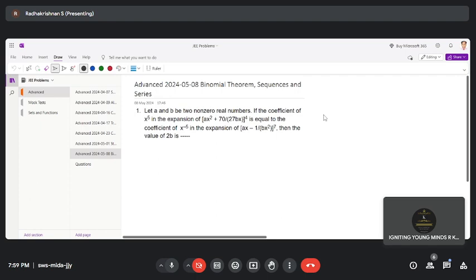Plus otherwise, they will give something like any three terms are in AP. Based on this, using the T r plus 1 formula, we can solve it easily. Most of the problems in binomial theorem we've seen are fairly easy.